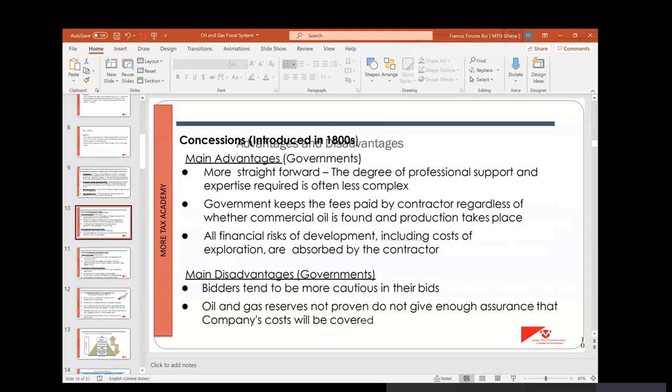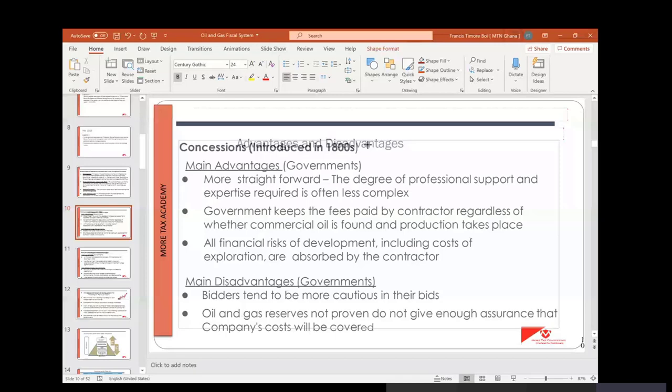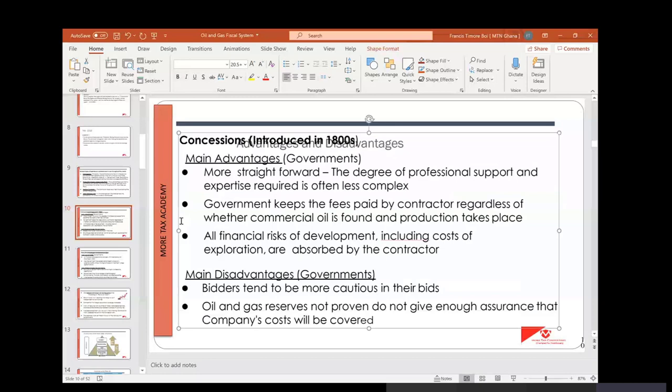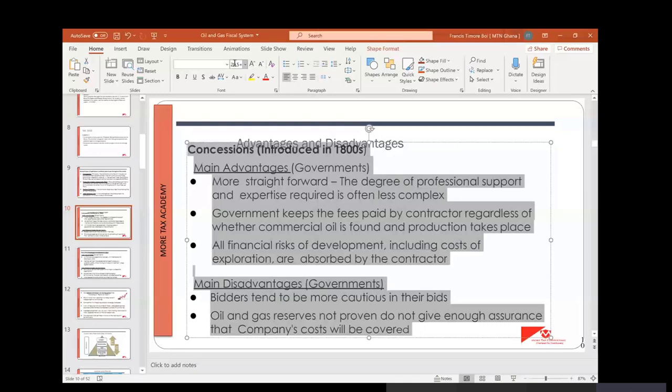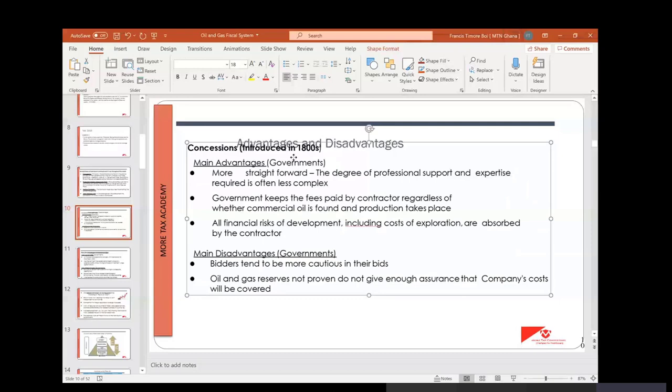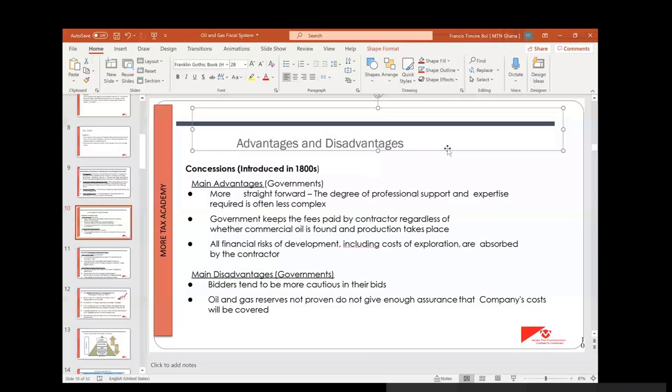Okay, so let's first talk about the concession, the advantages. And we said that this concession is very, very old. Those days, people had the resources, but they did not have the means to extract it. So what was happening was that the oil companies will come, and then they'll give them the land, the concession, to extract. So what they will only get is the royalties and the tax. So the benefit to the government is that it is more straightforward. We get expertise who come and produce it, and government does not need to possess any special expertise. It is less complex. Just give the land to them. Let them do. They will bring their royalty.